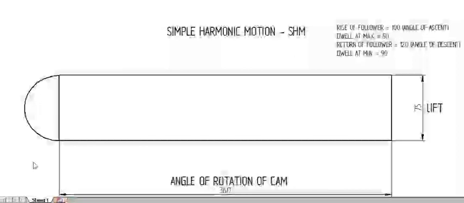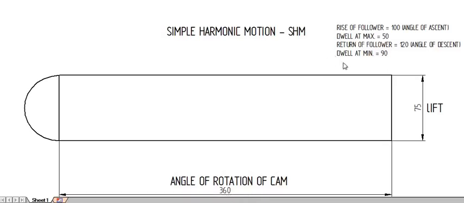Here we are starting with the displacement diagram of a follower using simple harmonic motion. Here, given the lift as 75 mm, the rise of the follower is 100 degree, that is the angle of ascent. Dwell at the maximum is 50 degree. Return of the follower is 120 degree, that is the angle of descent, and dwell at the minimum is 90 degree. So on the y-axis I have taken lift of the follower, that is maximum displacement, and on the x-axis I have taken the angle of rotation of the cam, that is 360 degree.